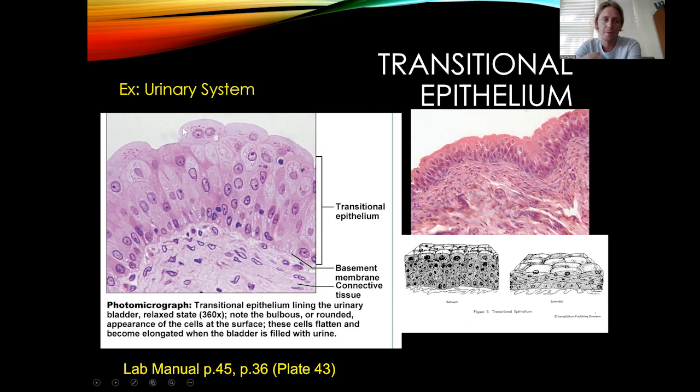And if you go way up here to the apical surface, here's the lumen. If you go to the apical surface, you see these cells look very round and pillowy. So that's the best way to identify them.